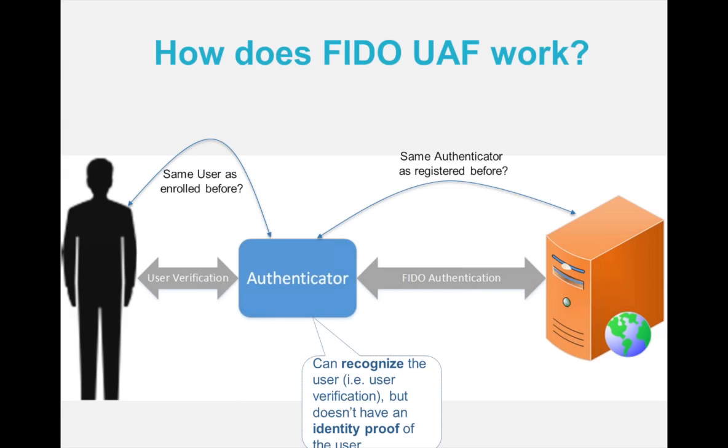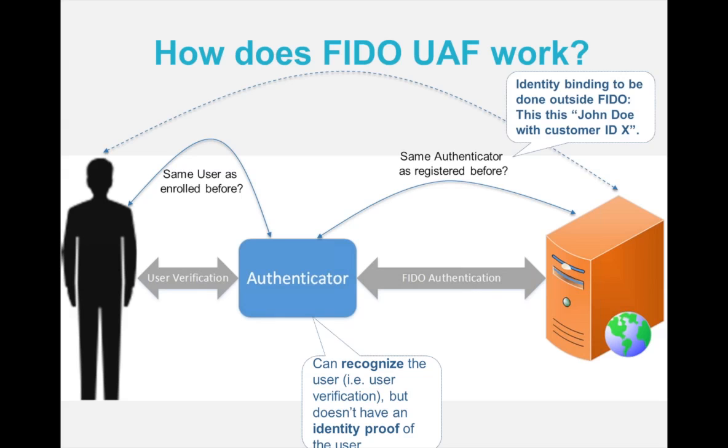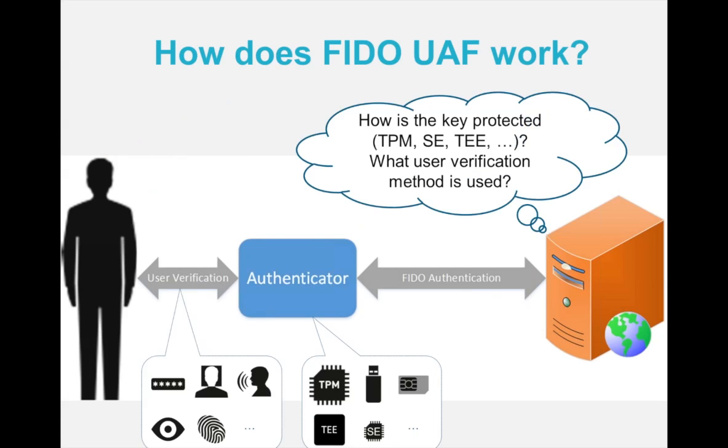So essentially the authenticator can recognize the user. But the authenticator doesn't really have an identity proof of that user in the sense of knowing the name of that user or additional information. So the authenticator doesn't know whether this is Donald Duck or John Doe. And there's no need for the authenticator to. But the FIDO server typically is tied to a backend application which is interested in knowing the physical identity of that user. And so we need some kind of identity binding.